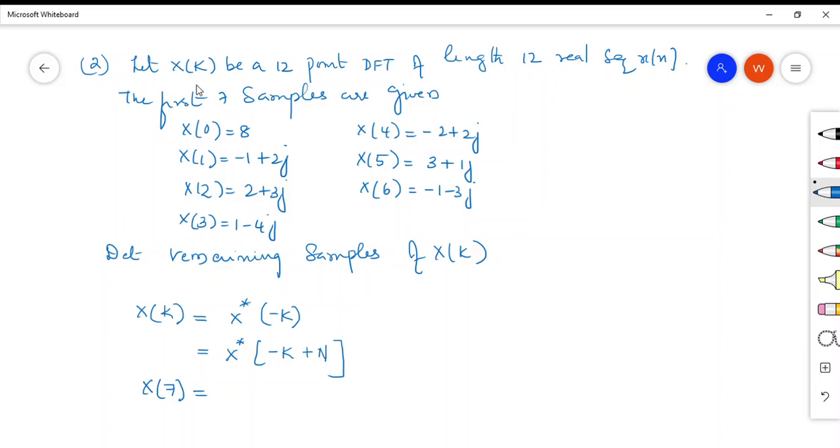Now X[7] will be equal to X conjugate, with k replaced as -7. So this can be written as X conjugate of [N - k]. Now N is 12, so 12 minus 7 is 5. So you just take the conjugate of X[5]. Your X[5] is 3 + 1j, so X conjugate of 5 is 3 - 1j.